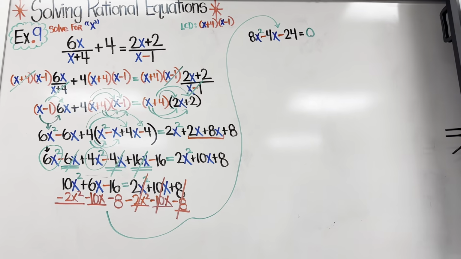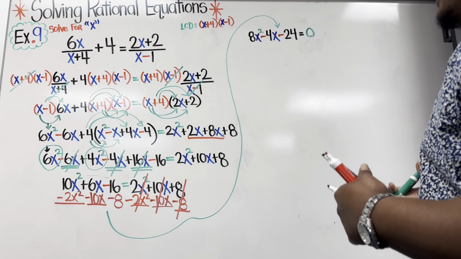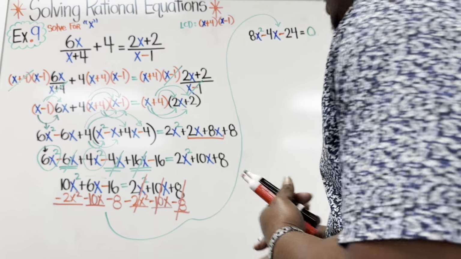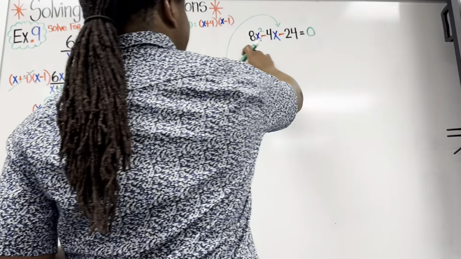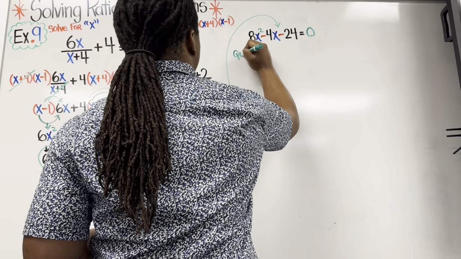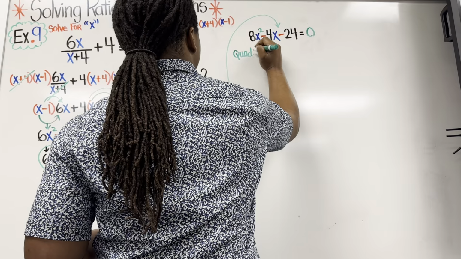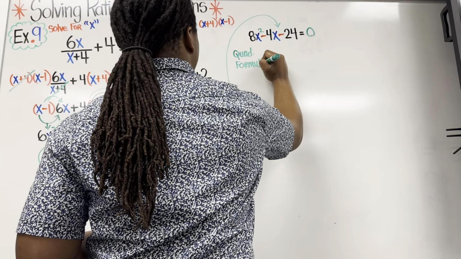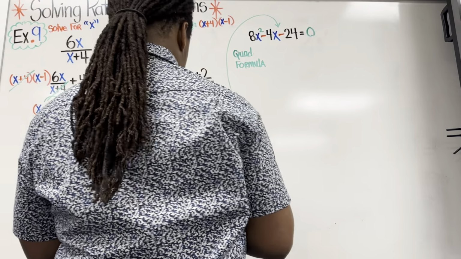Now, guys, we're basically down to the last step. In this step, we're going to find the values that x can be that would make this rational equation true. Because this is a second degree polynomial, we're going to use the quadratic formula.